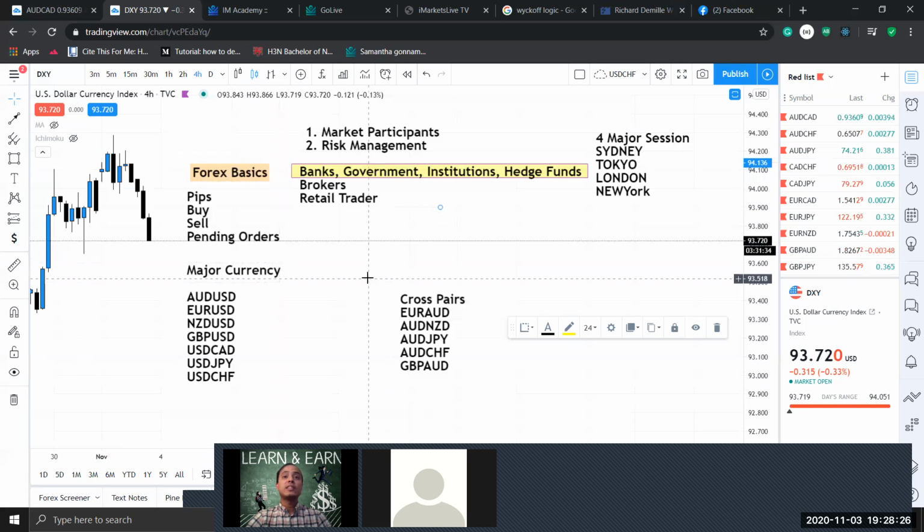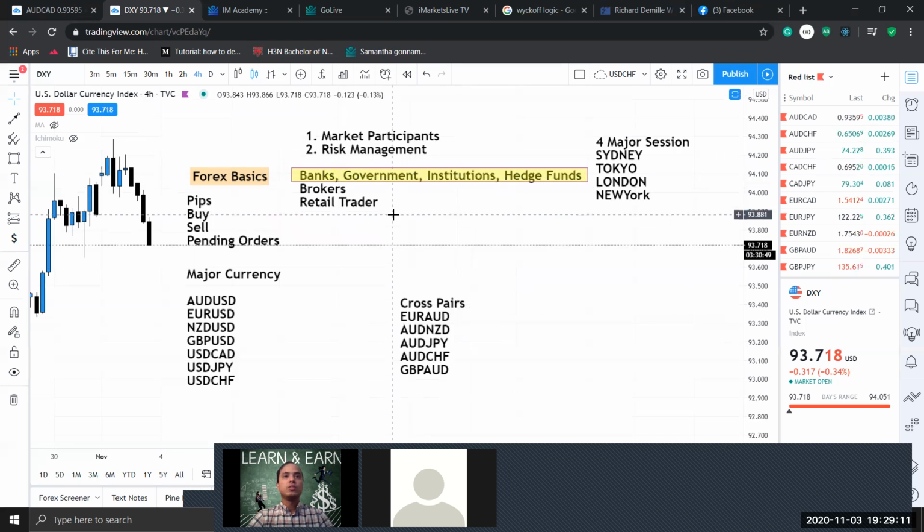In these sessions we will try to learn how these banks, governments, institutions, and hedge funds trade in the market, so that we can be on their side. Because in Forex there is a very nice term: you should trade with the trend. Trend is your friend. To trade with the trend and make the trend our friend, we need to learn how the banks, governments, institutions, and hedge funds trade, because they are the major players. They will shift the market, and we need to be on their side.